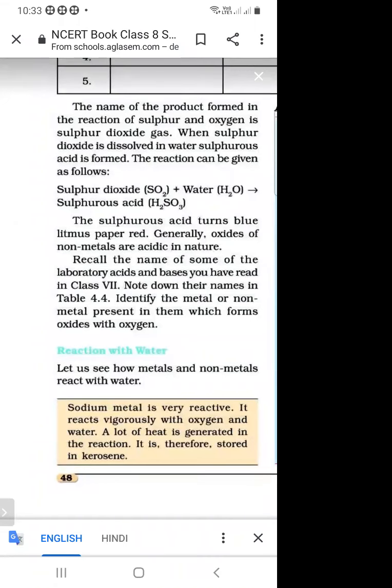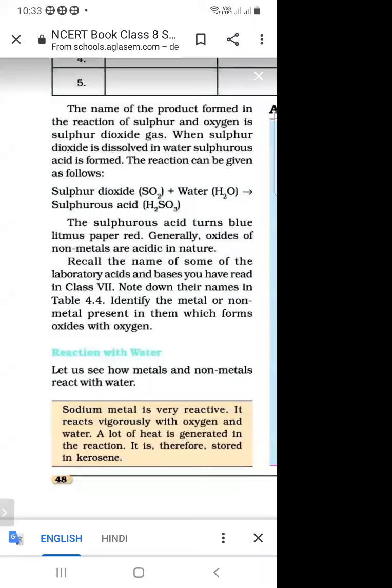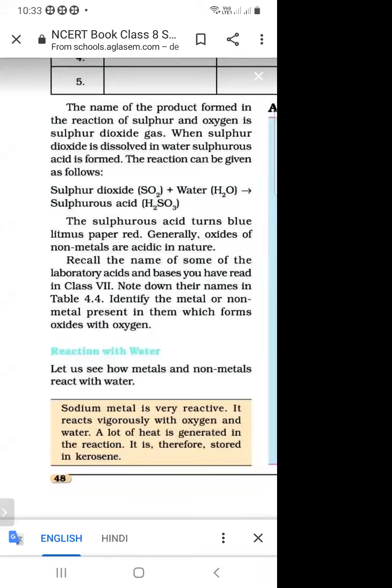So today's topic is reaction of metals and non-metals with water. In the last lecture, we studied the reaction of metals and non-metals with oxygen. All metals and non-metals, when they react with oxygen, form oxides. And what about metals and non-metals with water? In this topic, we will study the reaction with water.